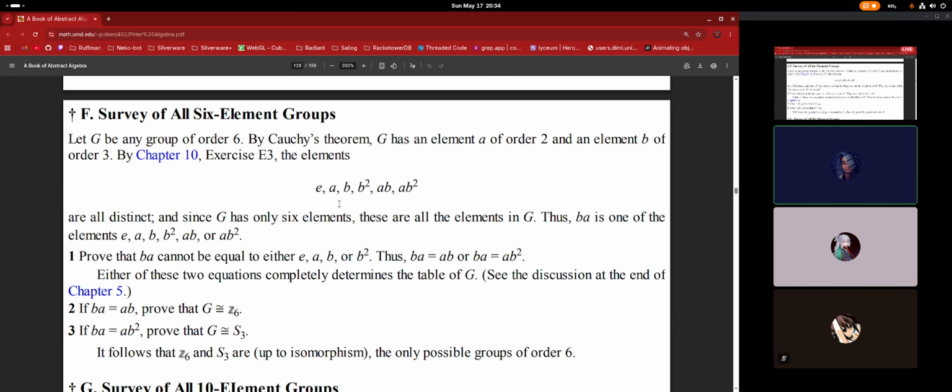Okay, so next is the 6 element groups, so F. Does anybody have F comments, I think? Press F to pay respects. Yeah.